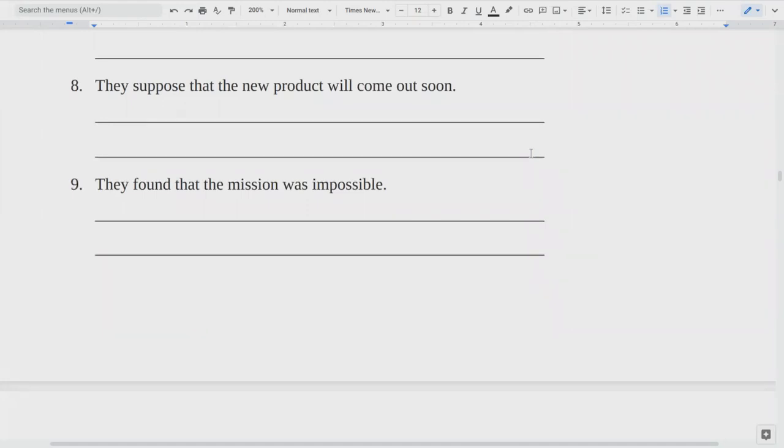It is found that the mission was impossible. It was found, right? Found. The mission was found to be impossible. To have been impossible.